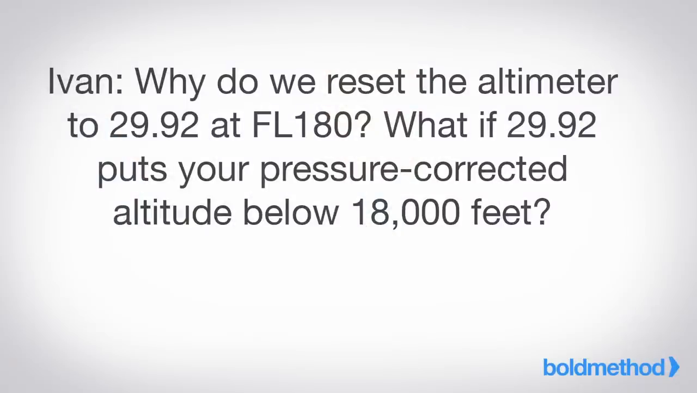Okay, we got another question. Okay, so Ivan wants to know, why do we reset the altimeter at 29.92 when we're going through flight level 180? And what if 29.92 puts you at a pressure corrected altitude below 18,000 feet and you're flying at flight level 180?